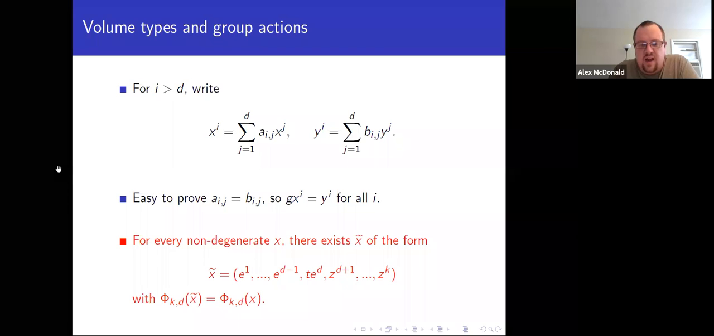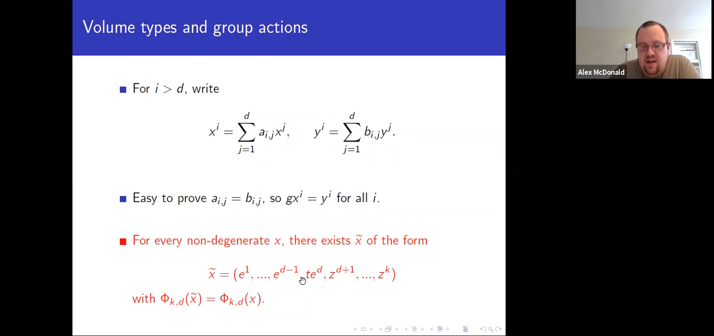So let ei be the ith coordinate standard basis vector. For any non-degenerate x, there's an x tilde of this form with the same volume type. So you can see that t, the one we're multiplying the dth entry by, is simply the volume determined by the first d points of x, right?